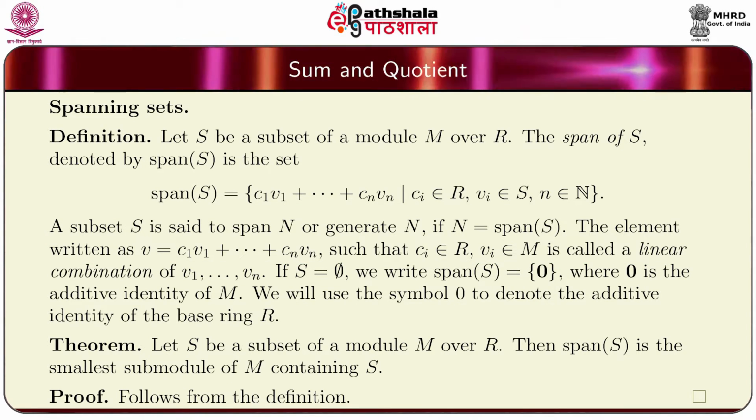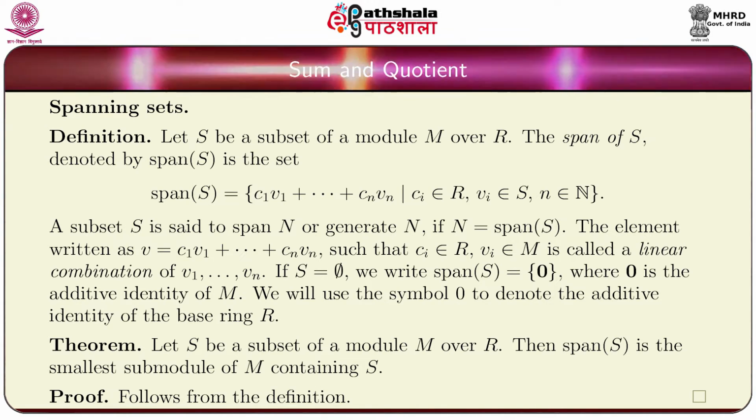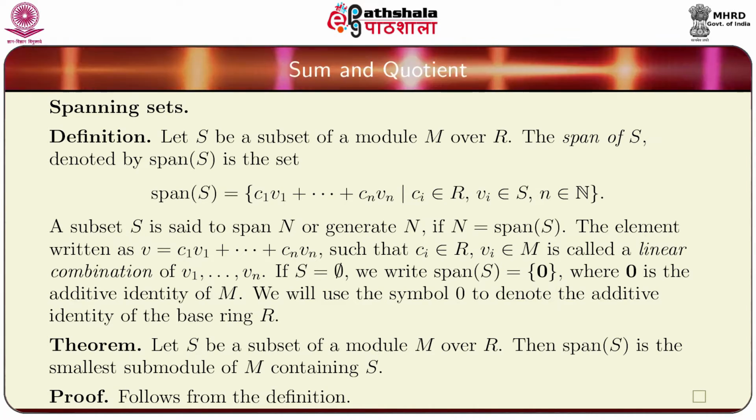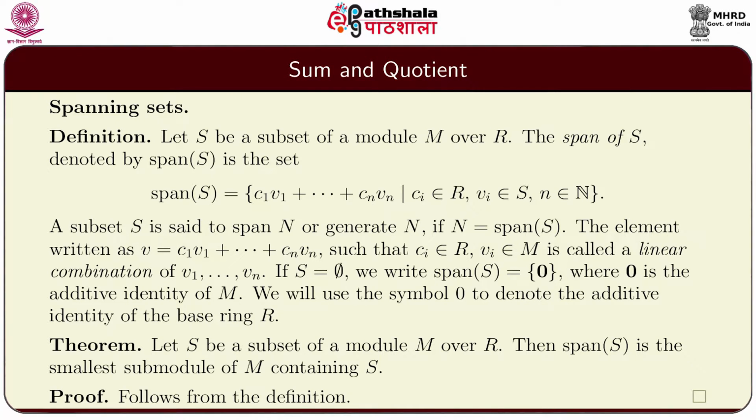The element written as c1 v1 plus and so on plus cn vn, such that ci belongs to the base ring R and vi belonging to M, is called a linear combination of the elements v1, v2 and so on vn. And if S happens to be the empty set, then we write span of S is equal to singleton 0, where 0 is the additive identity of the module M. We will use the symbol 0, which is not in boldface, to denote the additive identity of the base ring R, whereas the boldface 0 stands for the additive identity of the module M, just like the notations we have used for vector spaces as well.